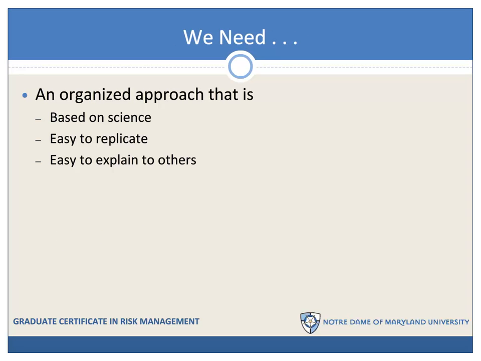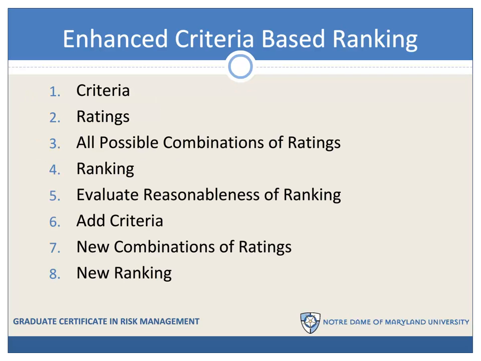To do this, we need an organized approach that's based on science, that is easy to replicate, and easy to explain to others. Here's a technique I helped a U.S. government agency develop. It's called Enhanced Criteria-Based Ranking, and here are its steps. Criteria, ratings, all possible combinations of ratings, ranking, evaluate the reasonableness of the ranking, add criteria, new combinations of ratings, and a new ranking.